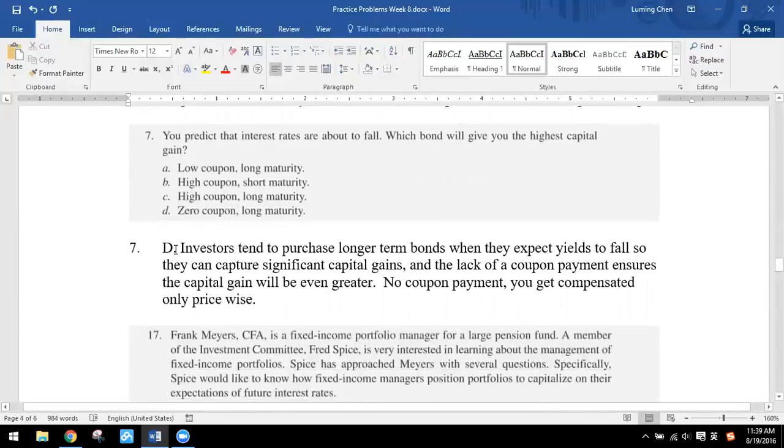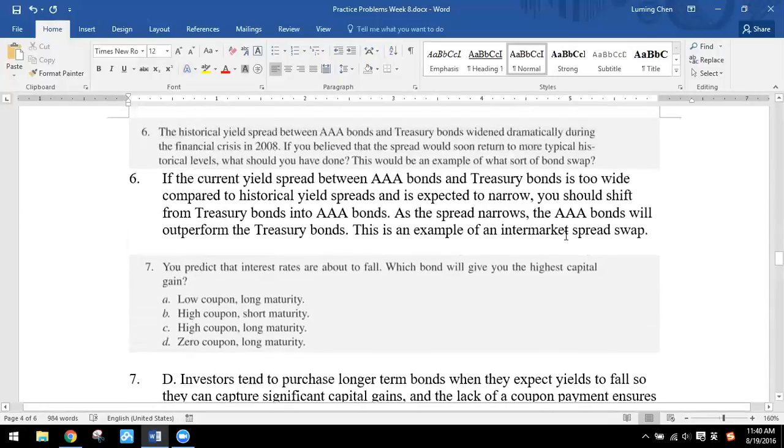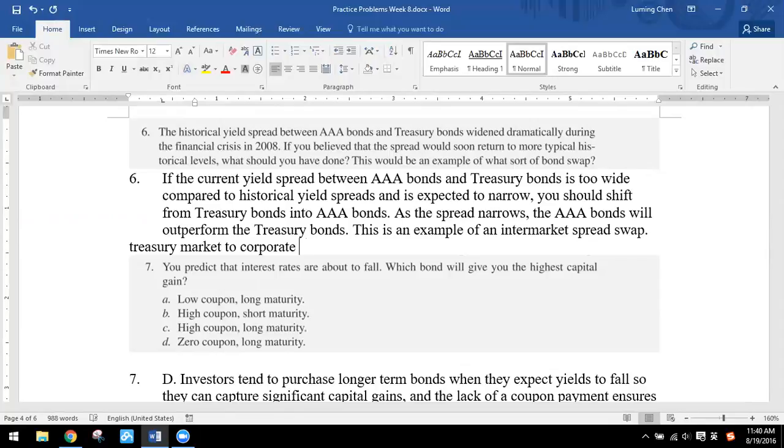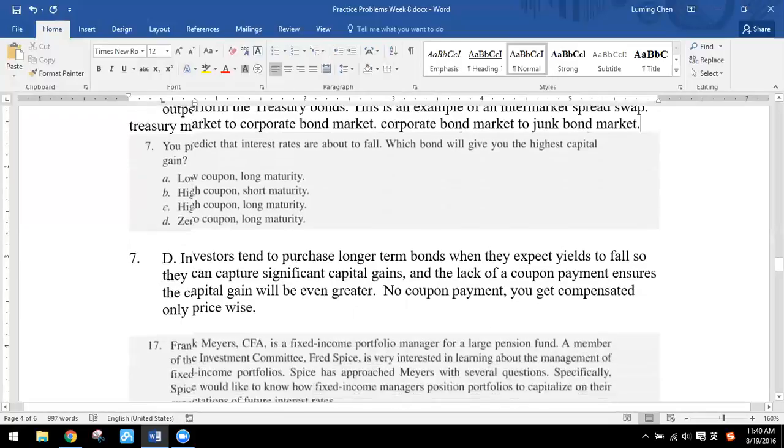Number 7. Well, what is an intermarket, you might ask. Intermarket is when you shift from the treasury market to the corporate bond market, or you shift from the corporate bond market to the junk bond market. This is what we call intermarket.